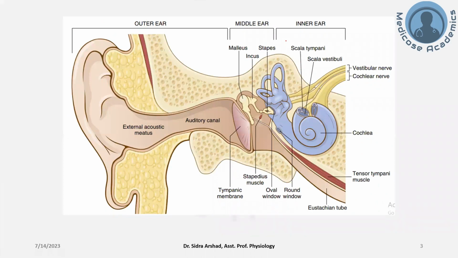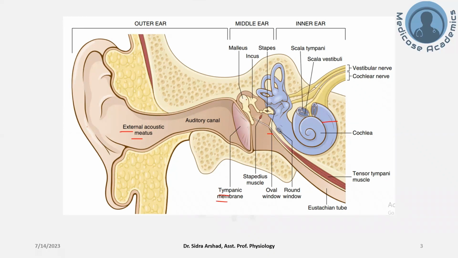Let's look at the physiological anatomy of the ear. The ear is divided into three parts: an outer ear, middle ear, and the inner ear. The receptors for hearing are found in the inner ear. So let's look at the outer ear. The outer ear is composed of this outer structure, which is known as the pinna. There is a central external acoustic meatus, which leads into the auditory canal. This auditory canal is separated from the middle ear by the tympanic membrane.